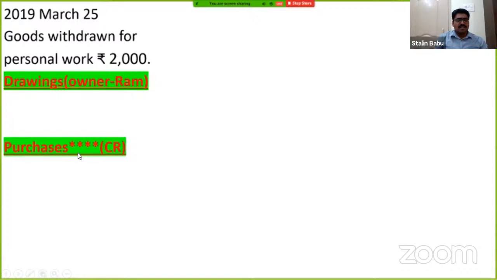Whenever we purchase goods, goods are coming into the business. So the two accounts involved are drawings account and purchase account. Purchase account always shows in the debit, except in one situation: whenever the owner withdraws goods for his personal use, then only the purchase account appears in the credit. Except this situation, every time it appears in the debit only.